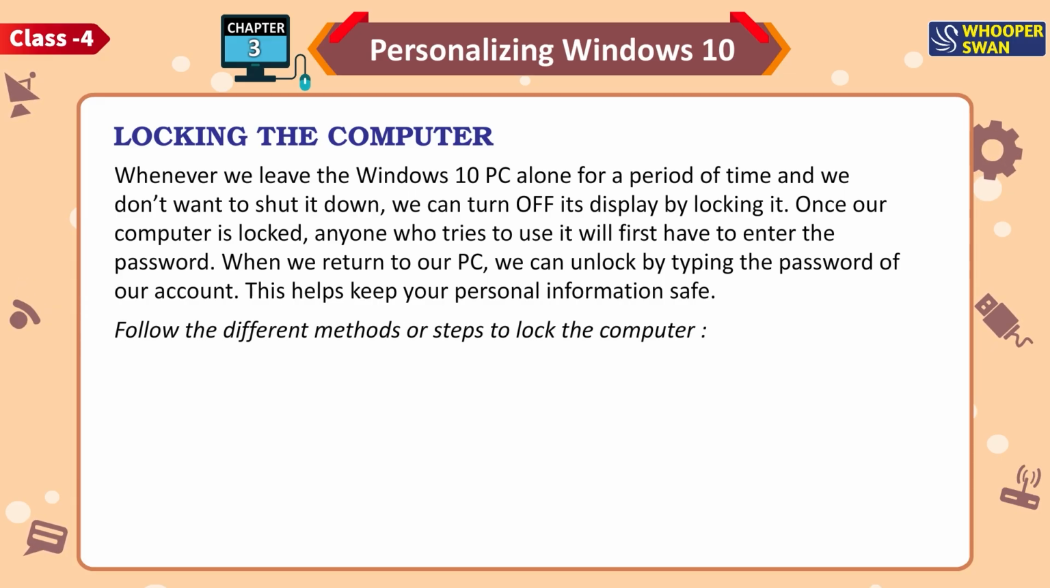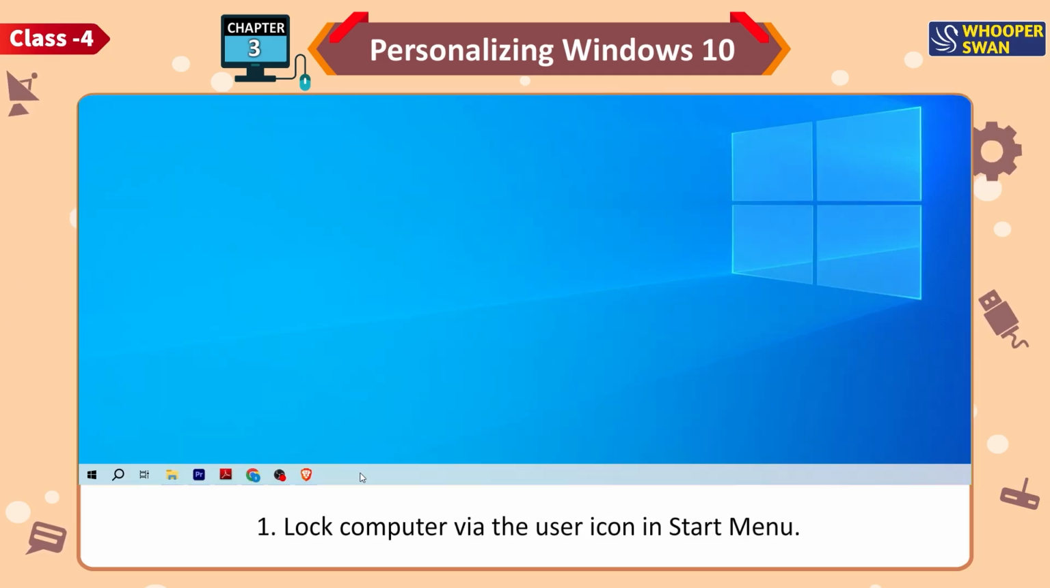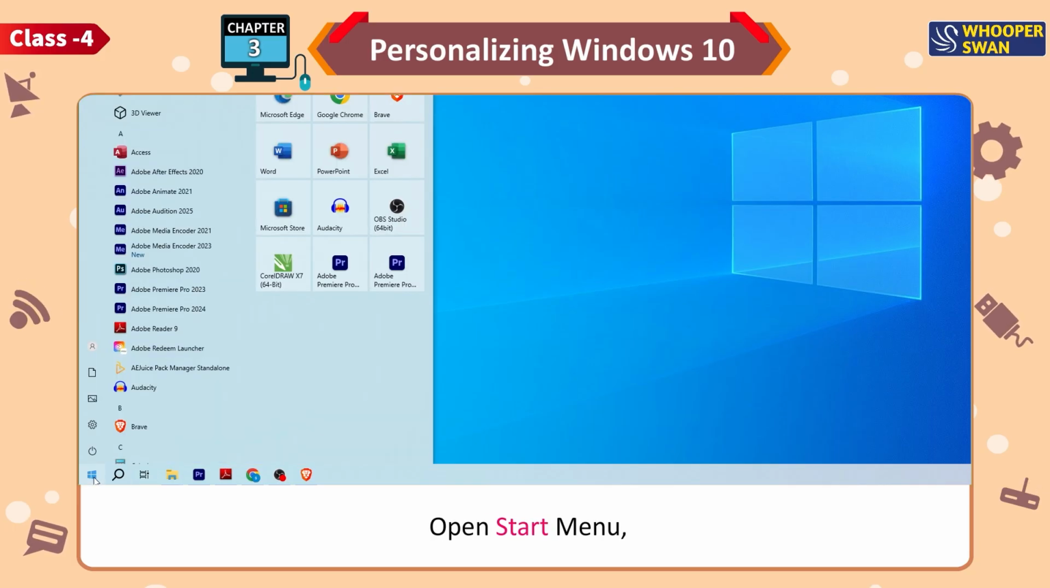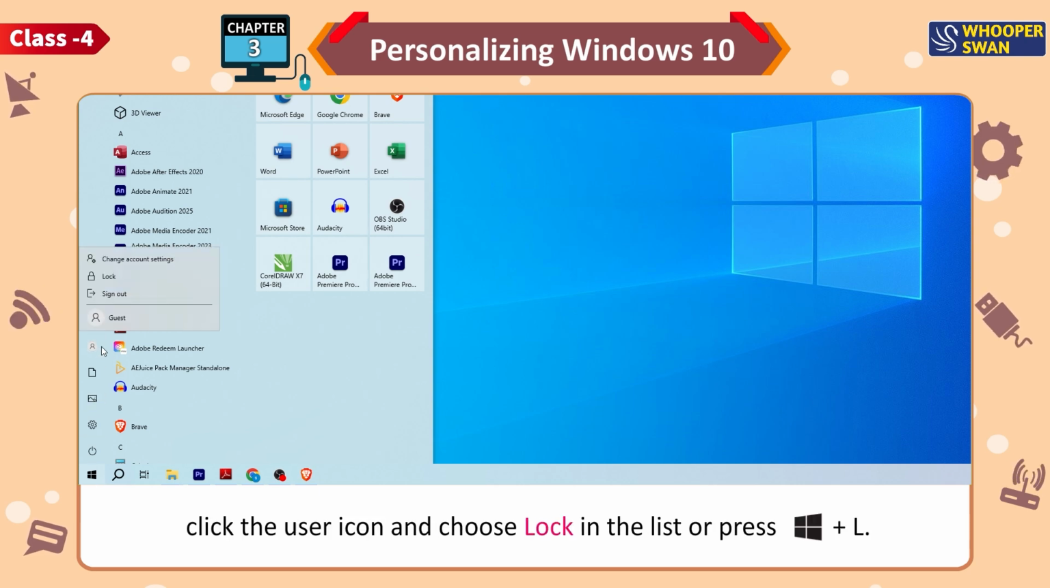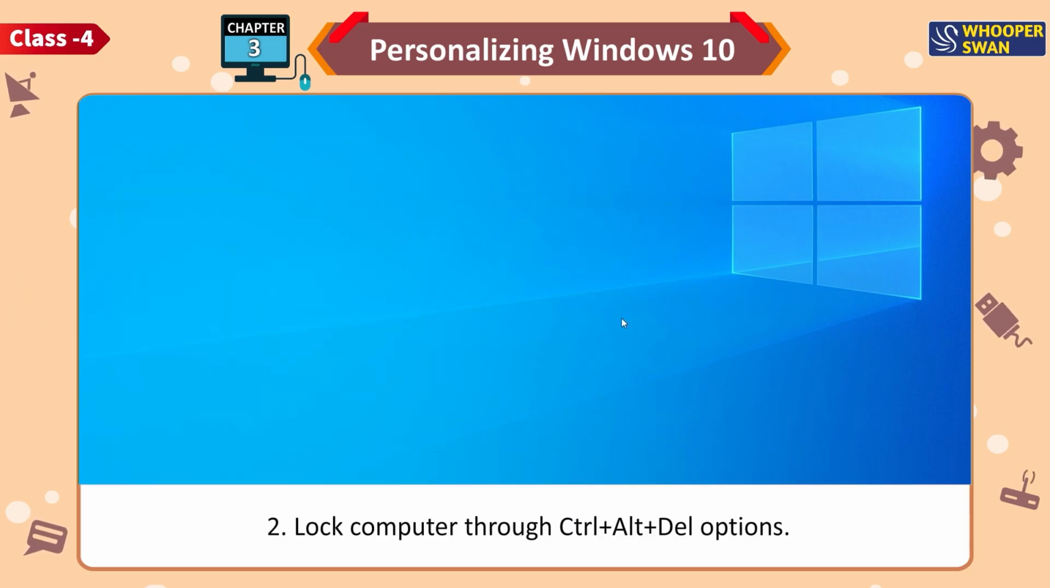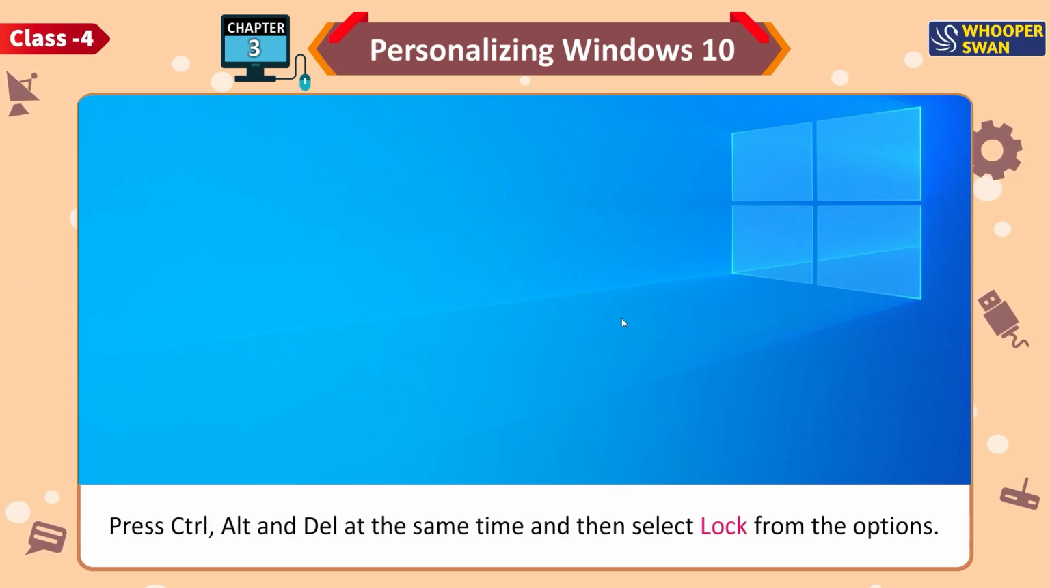Follow the different methods or steps to lock the computer. Step 1. Lock computer via the user icon in Start menu. Open Start menu. Click the user icon and choose Lock in the list or press Windows plus L. Step 2. Lock computer through Ctrl plus Alt plus Delete options. Press Ctrl, Alt and Delete at the same time and then select Lock from the options.